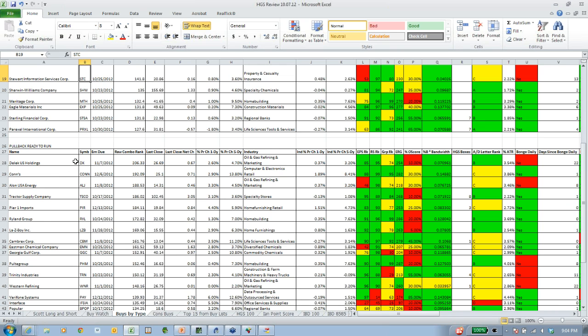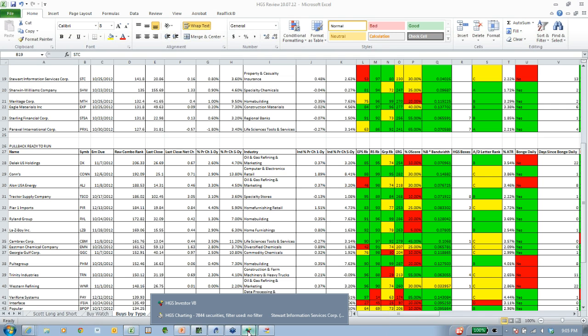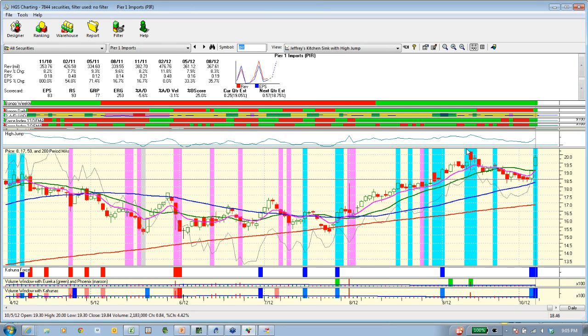Pullbacks ready to run. Delt, DK I showed you, ALJ I showed you. I don't like Pier 1. I like their chart. Take a look at Pier 1's chart. Whoops, wrong button. Sorry about that. And let's take a look at Pier 1. Pull back to the 50, pocket pivot, multiple big kahunas. This is a pattern that when I see, I get excited. More than one big kahuna in a week, or in a day, I mean, consecutive days, and a pocket pivot, a big gap up.